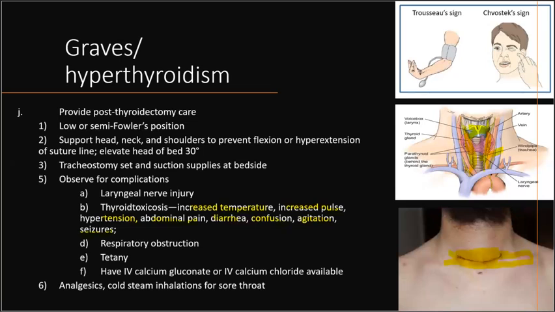Again, you're looking out for hemorrhage. So always check the back of the neck and upper chest for bleeding. Again, look out for respiratory obstruction because of where the surgery was carried out. Be on the lookout also for tetany. What is tetany again?